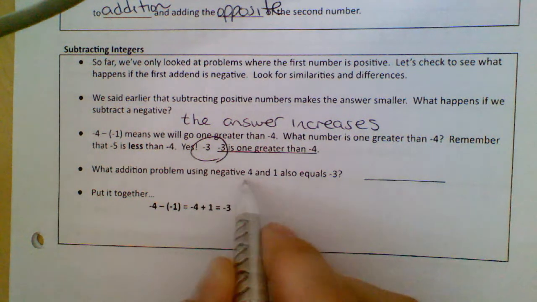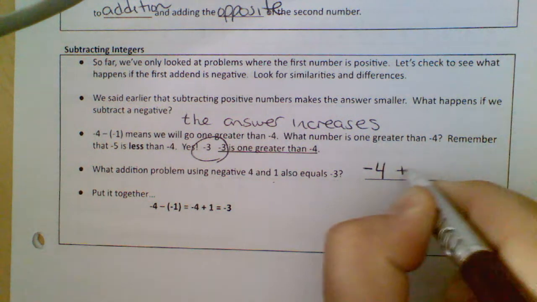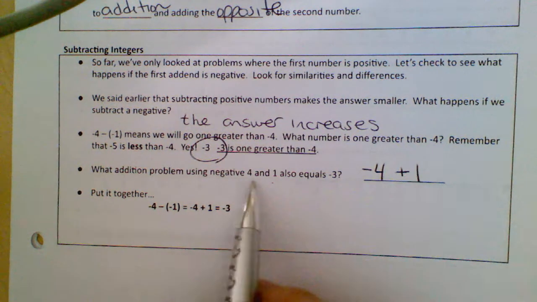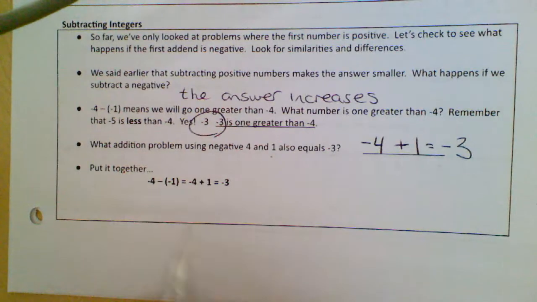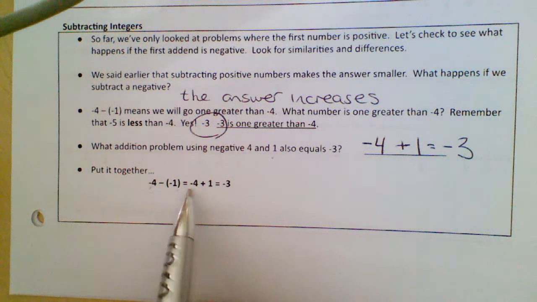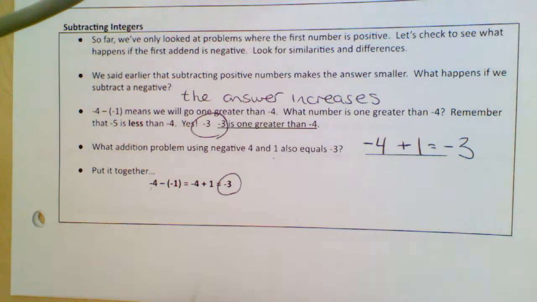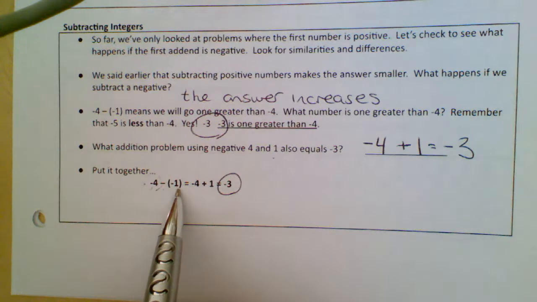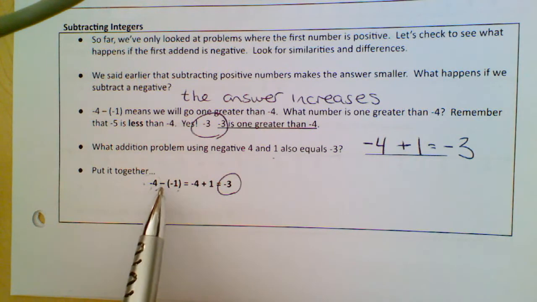So if we use negative 4 and 1 as an addition problem, negative 4 and 1, that also equals negative 3. So if we put it together, negative 4 minus negative 1 is the same as the addition problem, negative 4 plus 1. They both equal negative 3. So it really doesn't matter that the first number is negative. Subtracting this negative number is like going up 1. The reason is because if this was adding a negative number, we would go down 1.